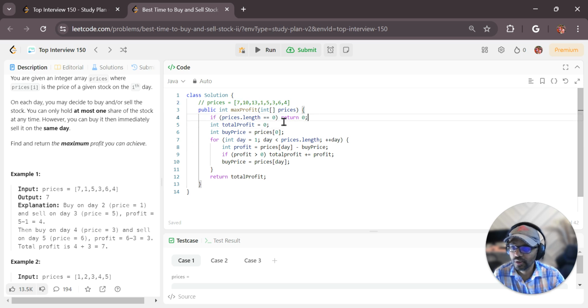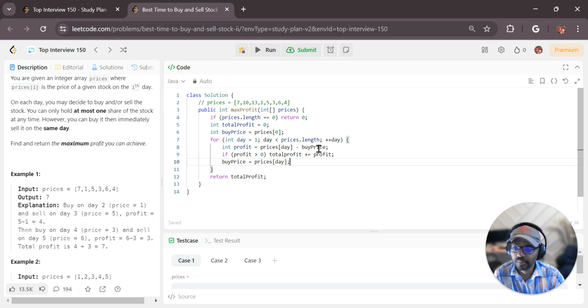So okay, we don't have this special case. Our total profit initially is 0, buy price is 7. We go to day equal to 1, index 1, and the profit is 10 minus 7. So profit is 3, and since profit is greater than 0, we update our total profit to 0 plus 3, which is 3. We go to the next one, we look at 13, and remember we updated buy price to 10 already.